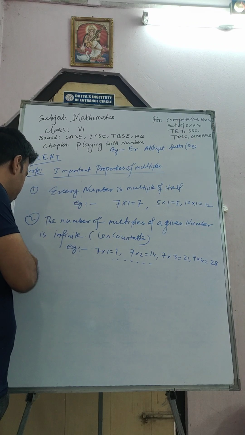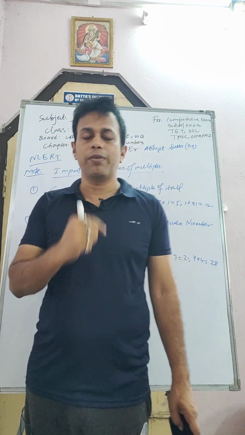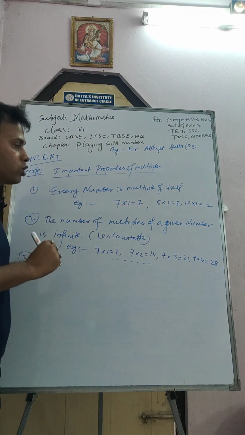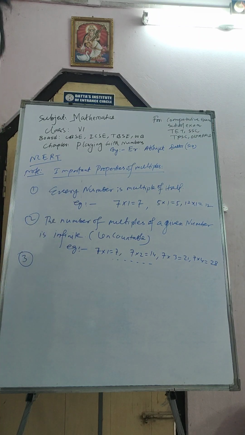There is no limit. In the table of 7 there is 7 to 10, and these are finite. But the multiples of 7 are infinite. That is uncountable. Got my point? So move on to the next.